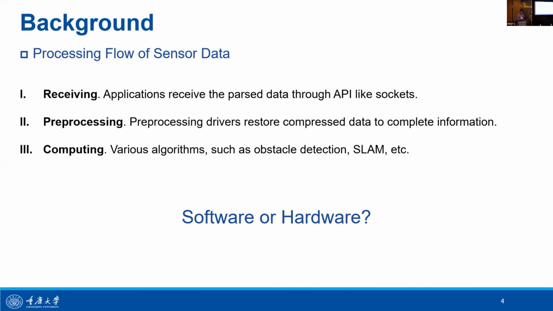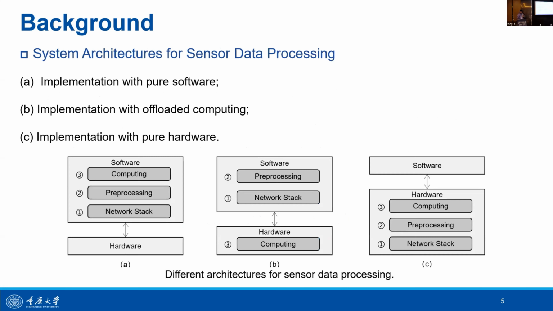First, the system receives and frees the packets sent by the sensors. Then the system preprocesses the raw sensor data, such as transforming the raw lidar data into point clouds. Finally, the system processes the sensor data via certain algorithms.